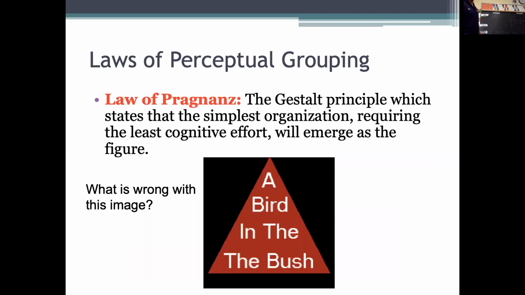All right, so law of Pragnanz. This is really just how we try to perceive things in a way that's easier for us. Okay, we might skip over a few things because obviously it's something that we maybe try to exclude. So this is a good one. A bird in the bush. Isn't that what it says? Raven, a bird in the bush. What's missing? What's wrong with it? Oh, okay. There's two 'the's. Good job. Didn't catch you, right? But if you first glance at it, you might skip over it.